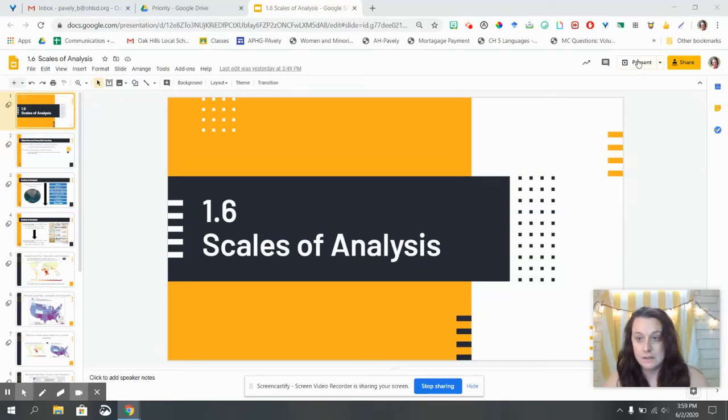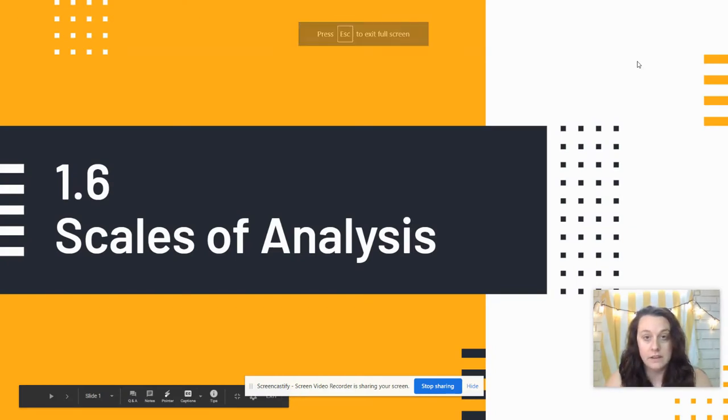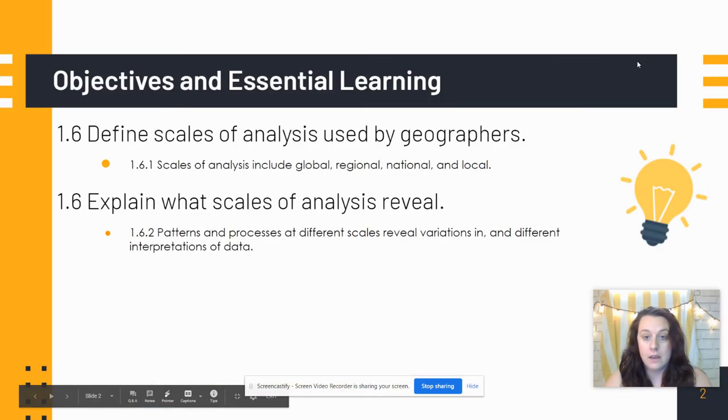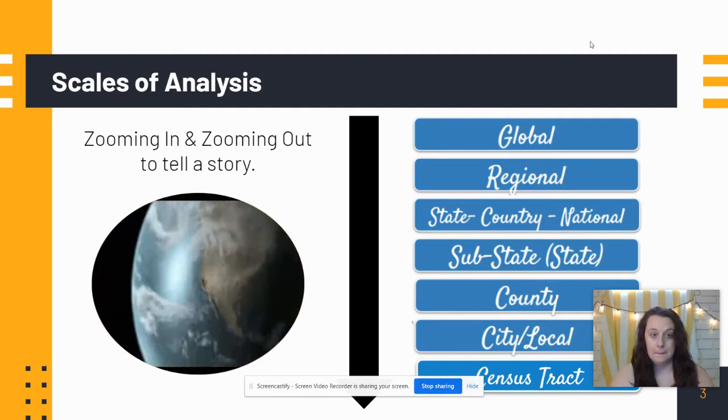Hi, human geographers. We are on topic 1.6, which is about scales of analysis. Just like a lot of the other topics that we've covered so far this unit, this topic is a foundational skill that you will have to be able to use through the whole entire unit. And so your objectives here are for you to be able to define scales of analysis used by geographers and be able to explain what scales of analysis reveal. So let's get into this.